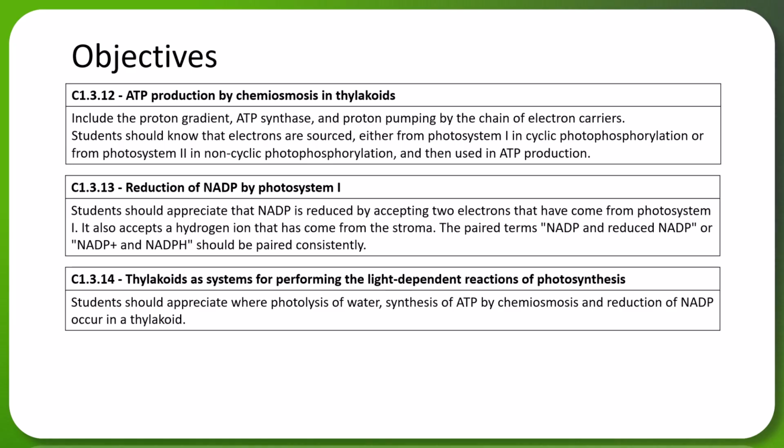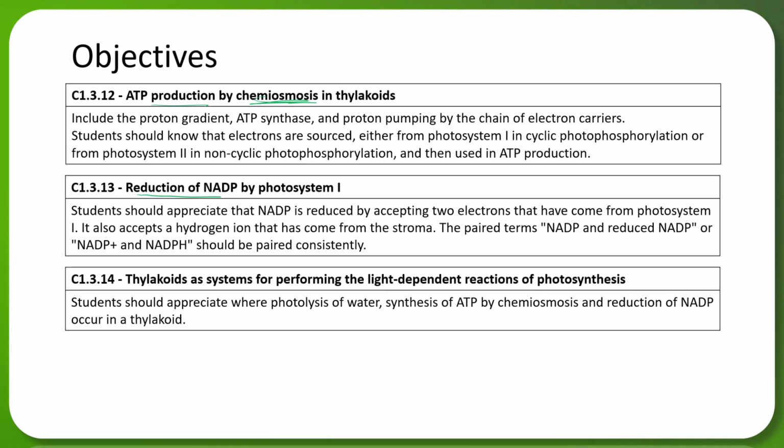C1.3.12 talks about ATP production by chemiosmosis in the thylakoids. This form of ATP production is slightly different than the form of ATP production in cell respiration. This one specifically is photophosphorylation. We'll cover that in this particular video.